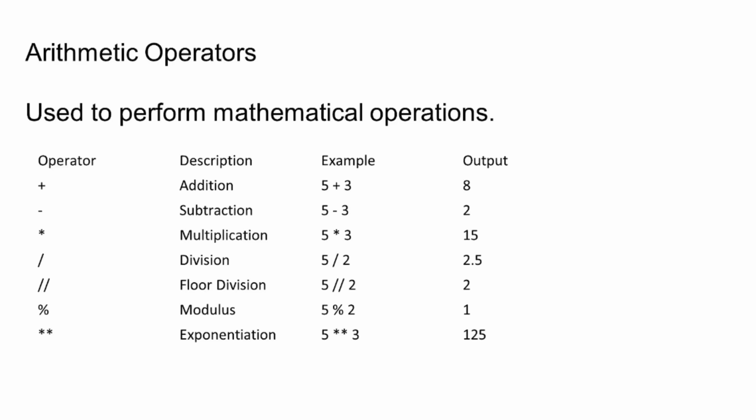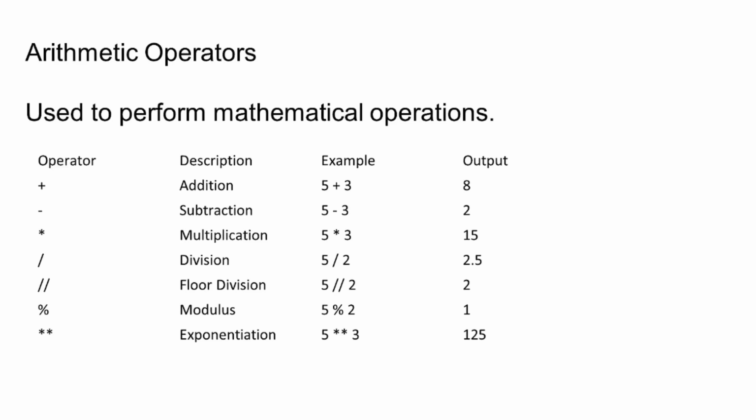These are the arithmetic operators. So for addition, suppose you have the value 5 plus 3, that is 8. 5 minus 3 is 2, 5 into 3 is 15, 5 divided by 2 in division is 2.5. Floor division, 5 divided by 2, is 2. This is not a remainder value, this is a whole value.